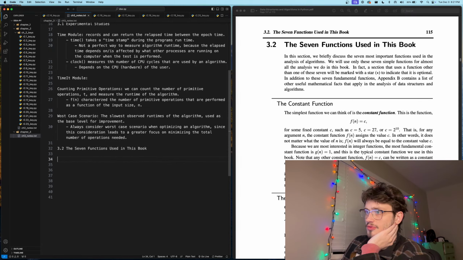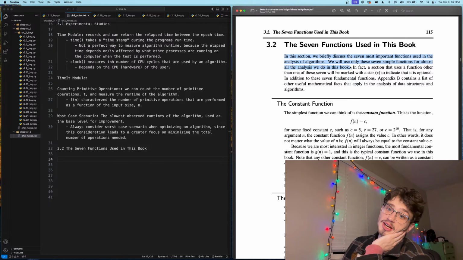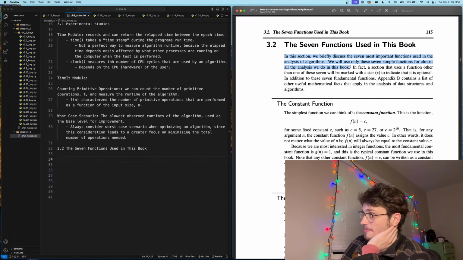Let's move on here to 3.2. In this section, we briefly discuss the 7 most important functions used in the analysis of algorithms. We will use only these 7 simple functions for almost all the analysis we do in this book. Okay, this is going to be important. We gotta hone this in. Lock in here, boys. Lock in.